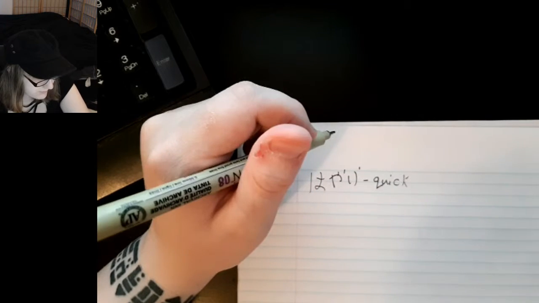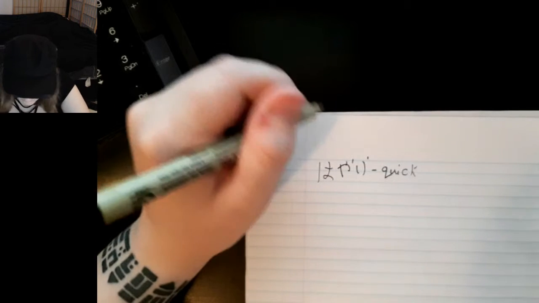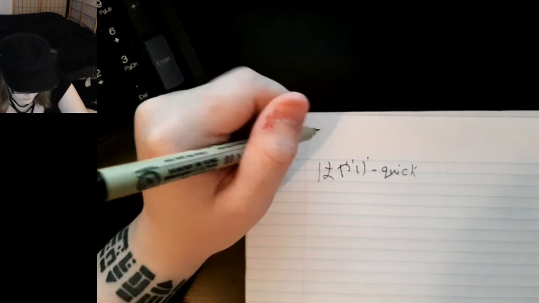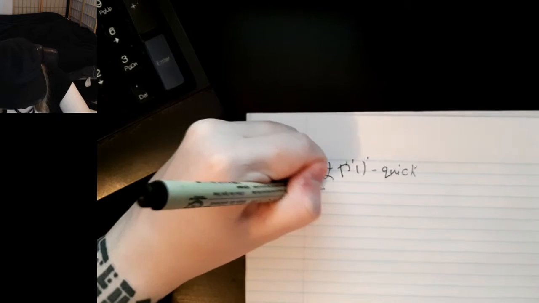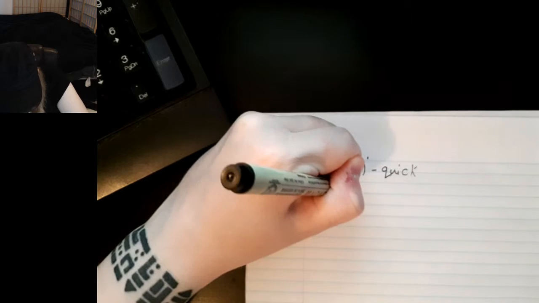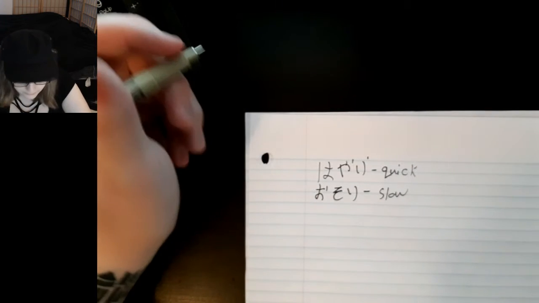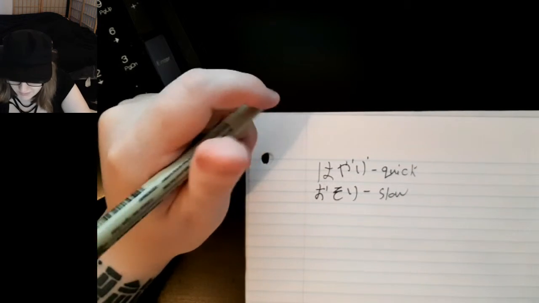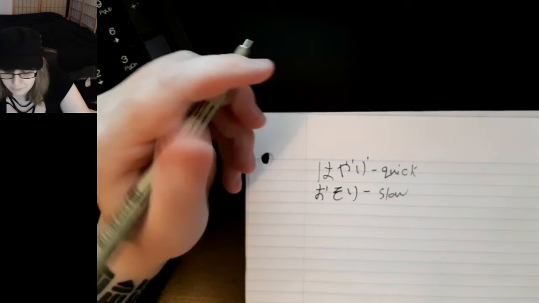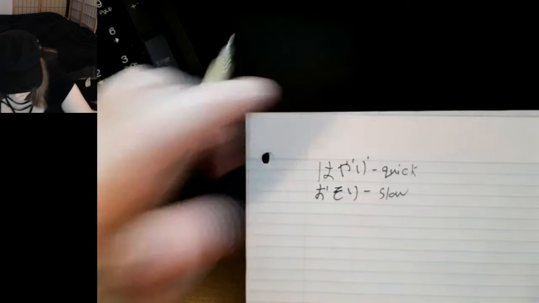And there are a lot of examples of this. There are other types of adjectives, but we'll only focus on these for now. Hayai, the opposite of that would be osoi, which means slow. Colors are done in this, like aoi meaning blue, or akai meaning red, midori, green. You get the idea.